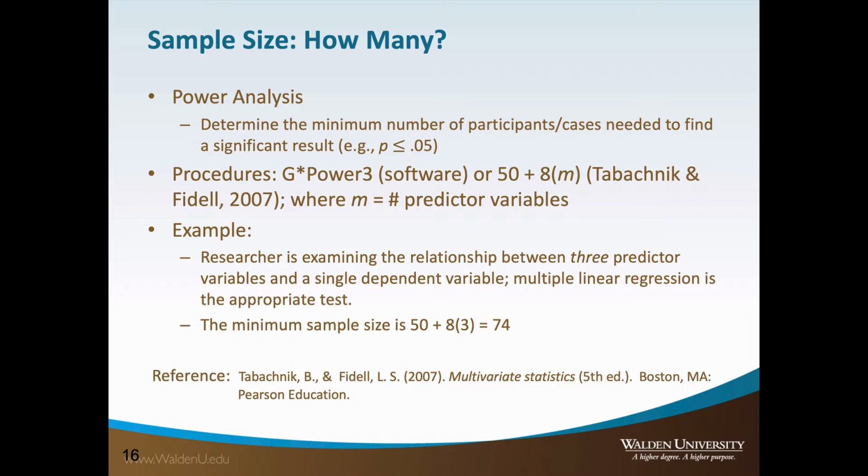The formula method is 50 plus 8 times m, where m equals the number of predictive variables. Note, this formula is only appropriate for multiple linear regression. You will need to use, for example, G-Power to calculate appropriate sample sizes for other statistical tests such as t-tests, ANOVAs, etc. The important point to remember is that you must conduct a power analysis regardless of the type of analysis you are doing.